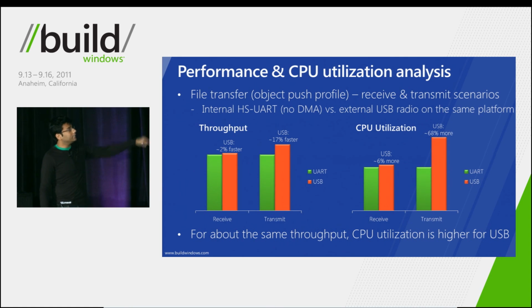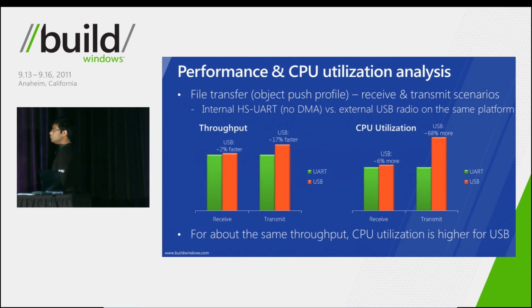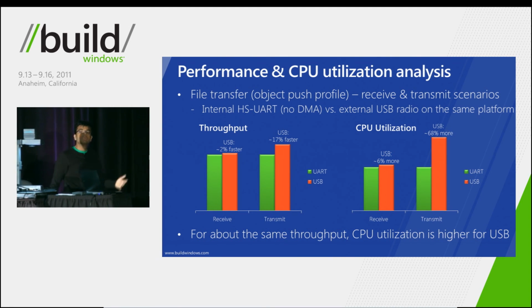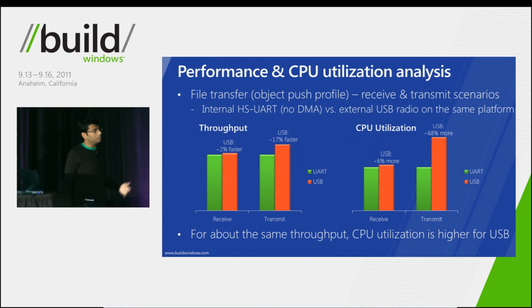So from a first glance, we're seeing that for roughly about the same throughput, USB is giving us slightly higher CPU utilization. Now, these are some very initial numbers that we've captured. We are doing more investigations to make sure we can optimize further.